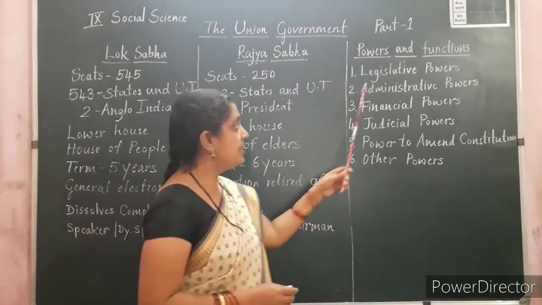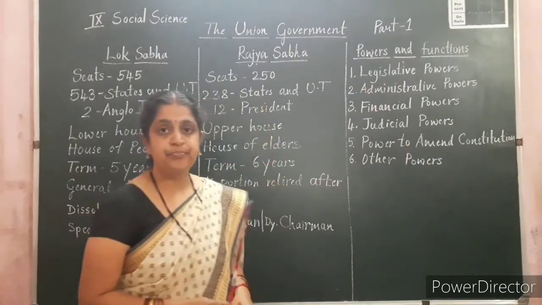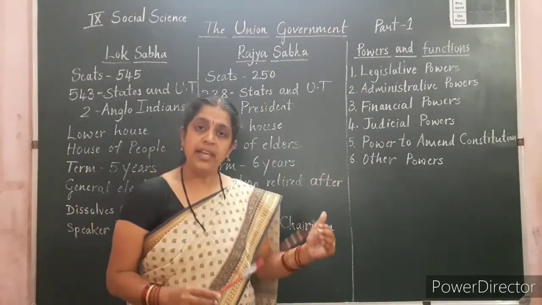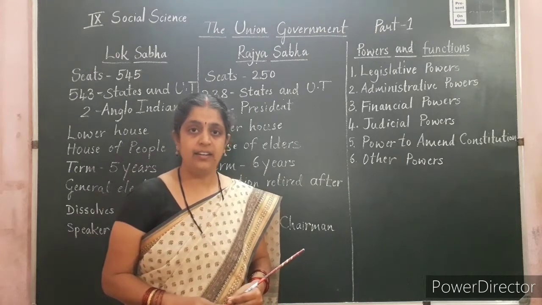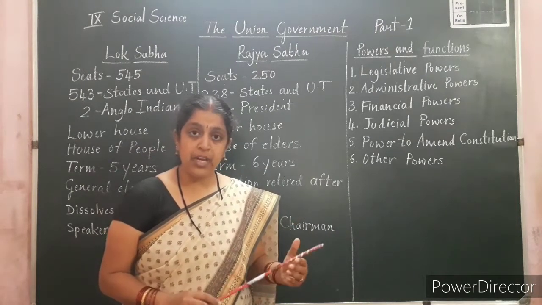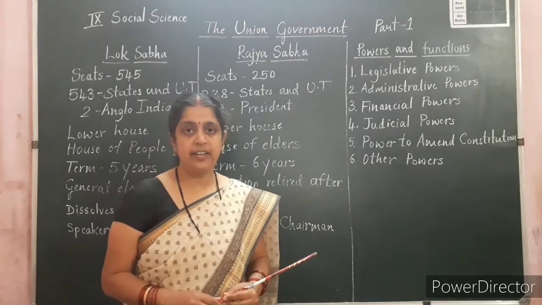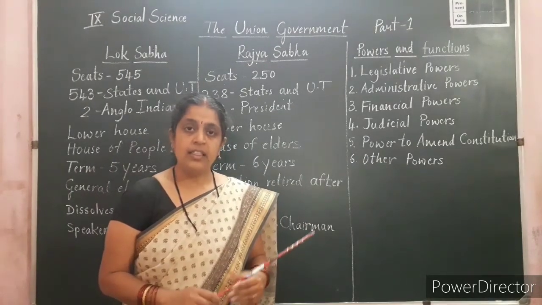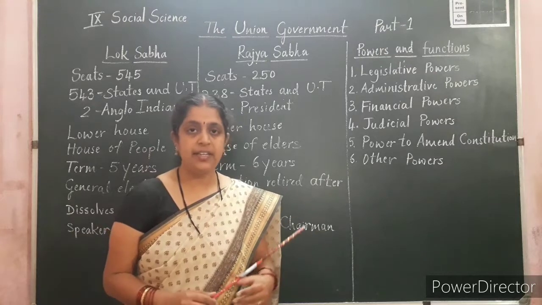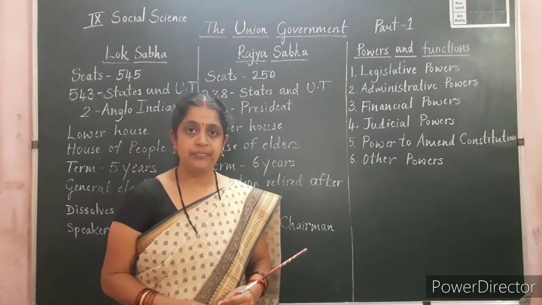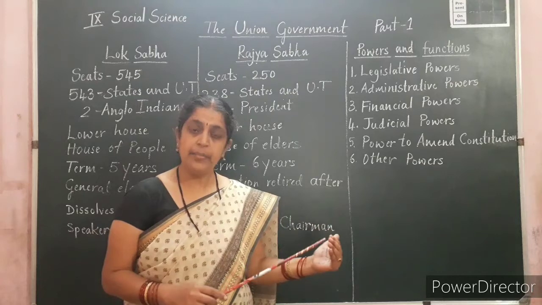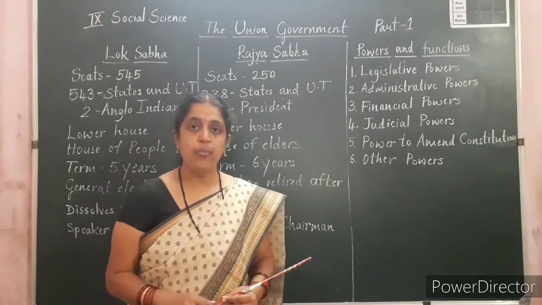The first one is legislative powers. The parliament makes laws for the entire country. It can frame laws on subjects mentioned in the central list. The financial bill is only presented in the Lok Sabha, and other bills can be presented in both the houses.